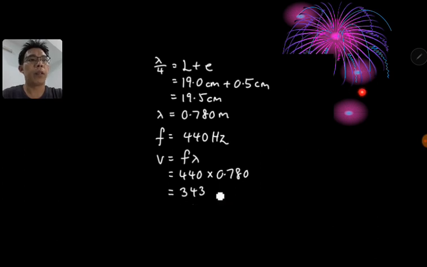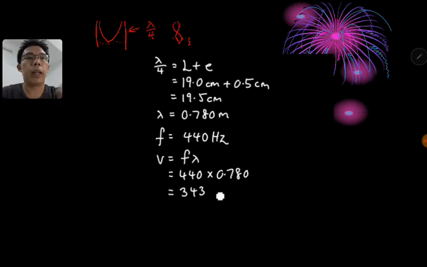So lambda over 4, why is it lambda over 4? Just now I said that when you get the first harmonic, it's going to be in this form. This is the water level. So this is actually lambda over 4, a quarter of a lambda, because one lambda is like this for a stationary wave. So it's just showing you this part only.